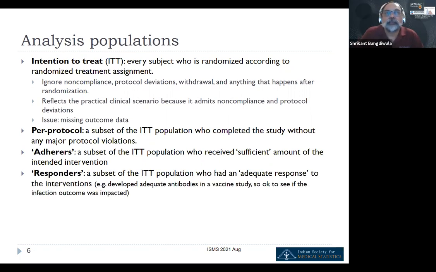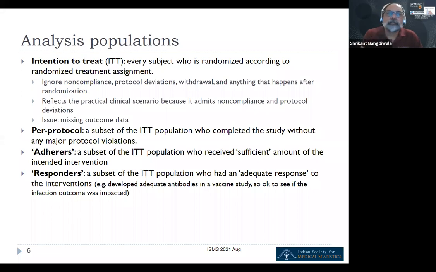There's a second one that's also hard to define commonly across studies: those called responders. Responders are again a subset of the ITT population, but those the investigator decides had an adequate response to the intervention. This is used quite a bit in vaccine studies, because they expect that some people, let's say immunocompromised, may not develop an adequate antibody response even if they got the vaccine. Their body does not respond well to the intervention.